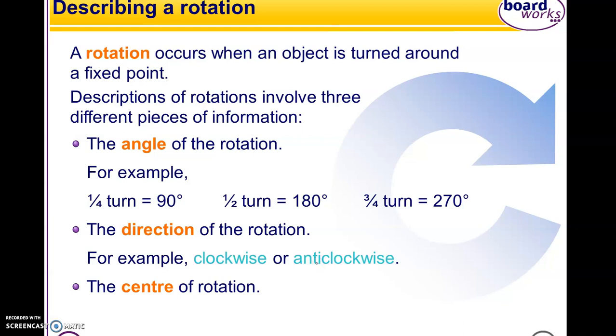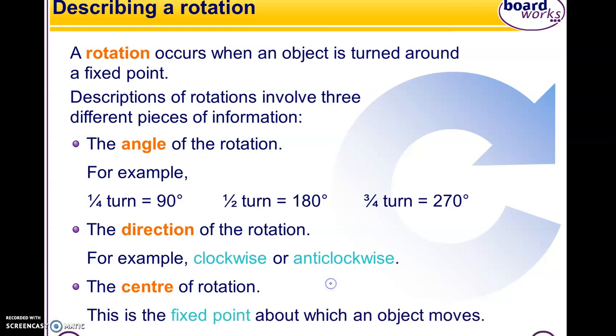The last important point is the center of rotation. You are going to rotate the figure or object around what? Around the origin point, around which point? So it's a fixed point about which an object moves.